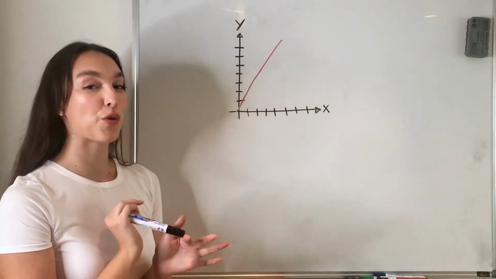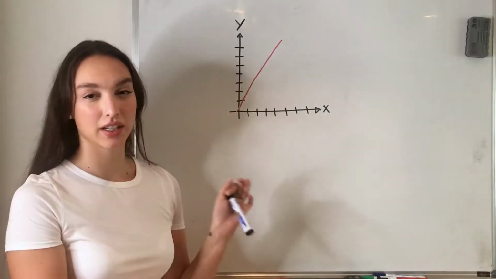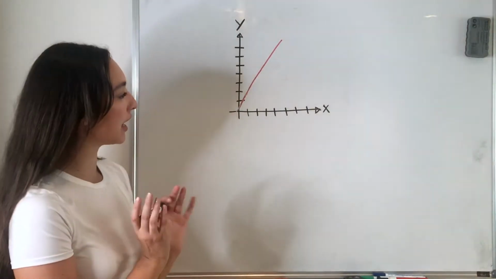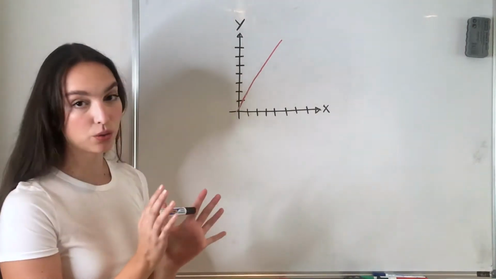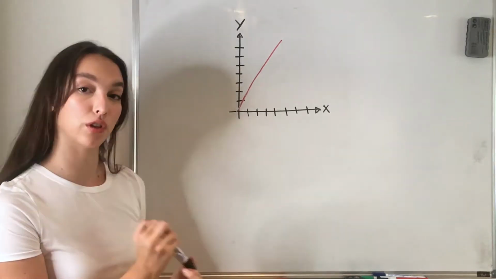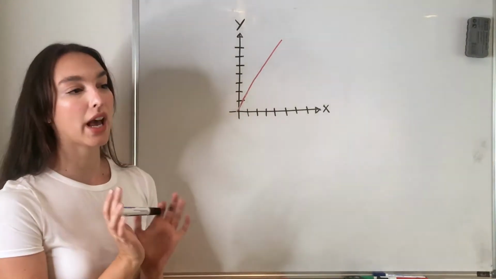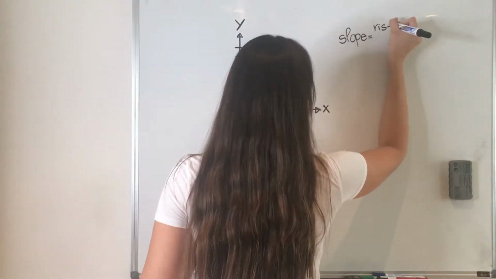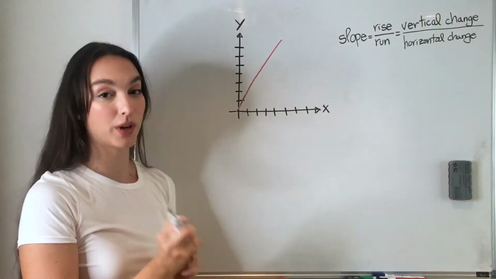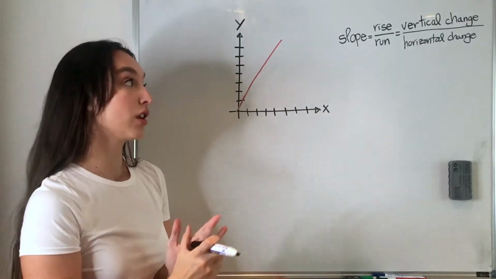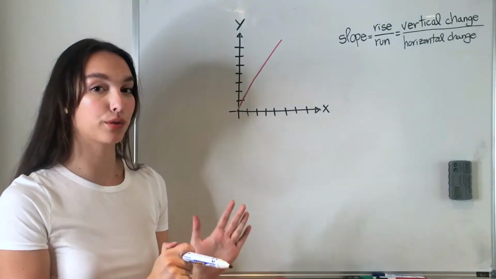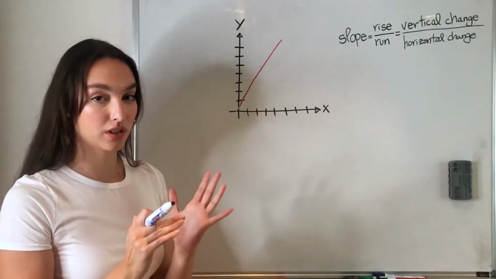So we already know that the slope indicates how steep our line is, but to be able to calculate the actual value, a number for our slope in a linear function, we have to go a little bit deeper in the concept of slope. It is the ratio of the rise to the run, which is the same as saying it is the ratio of the vertical change to the horizontal change between 2 points.